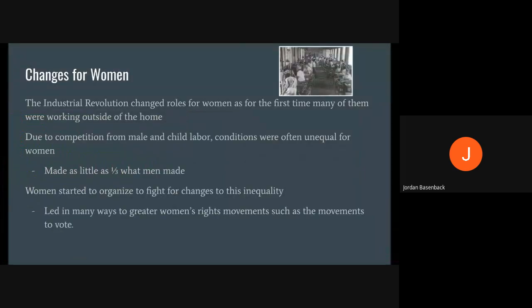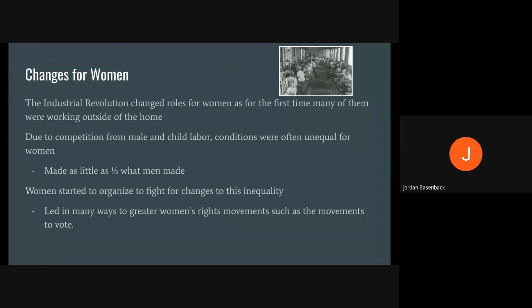So another group that was changed by the Industrial Revolution was women. For the first time, many women are starting to work outside of the home. And even though this is a net positive, and many young women for the first time could live away from home and were sending money back to their families who may still live on farms, even though this is a good thing, there were also drawbacks. Due to competition from male and child labor, conditions were often very unequal for women. And they often made as little as 1/3 of what men made.